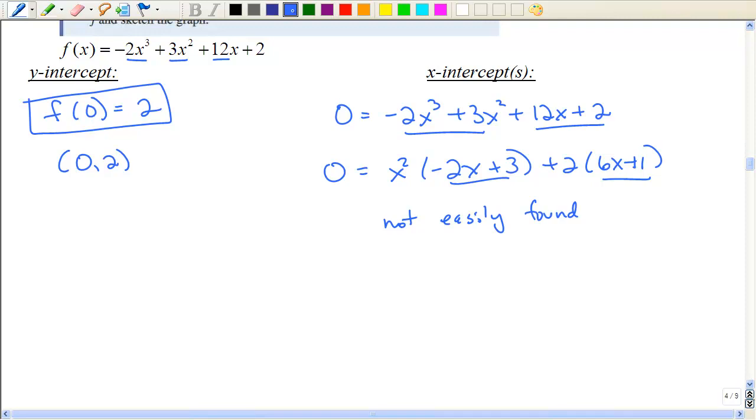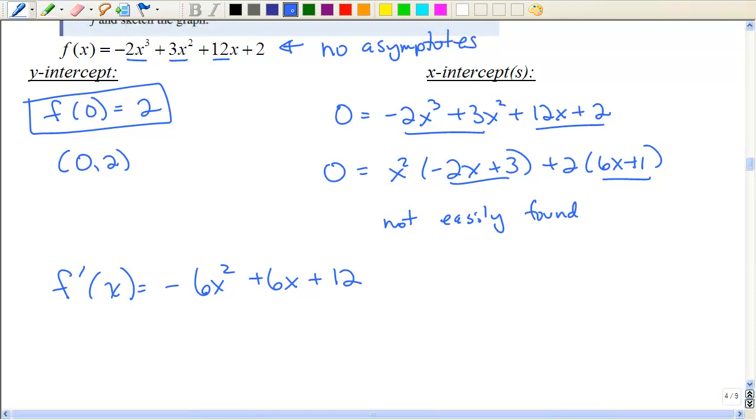All right, the next thing we need to look at is intervals of increasing and decreasing and extrema. So let's go through that first derivative. I skipped the asymptotes because this is a polynomial function, so there are no asymptotes. This is a nice smooth curve, imagine like a roller coaster.